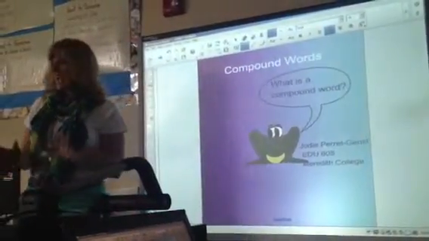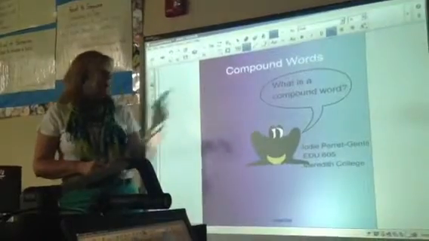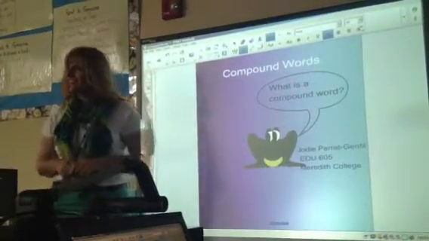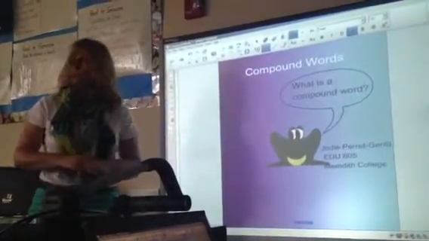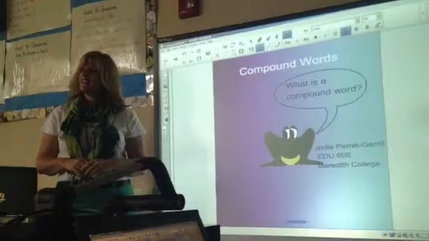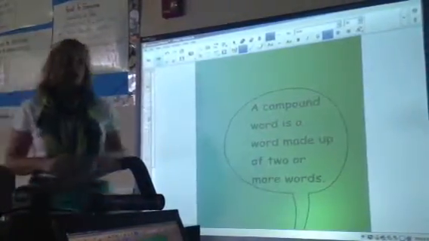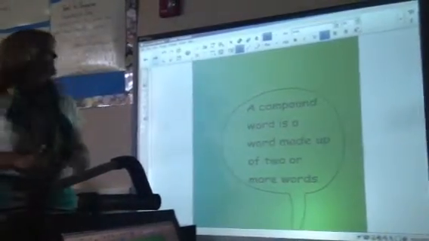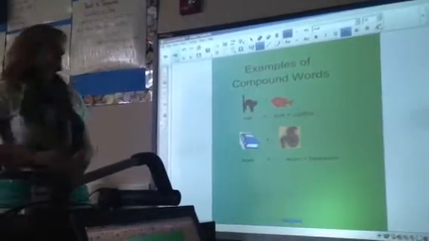Boys and girls, today we are going to learn about compound words. What is a compound word? Sydney? It's two words combined together to make one big word. Ooh, anybody else have any different ideas? Yeah, let's see. A compound word is a word made up of two or more words. You're right. Let's look at some examples of compound words.